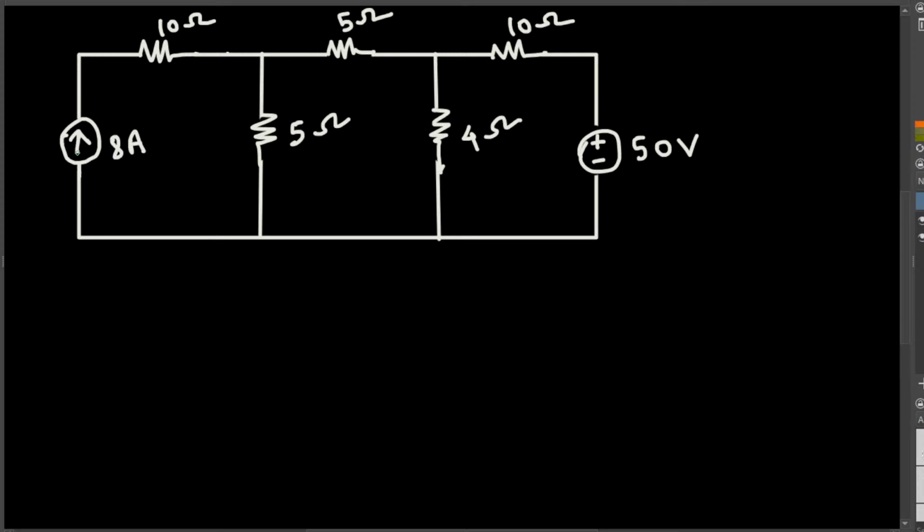Circuit given like this. Here we have 8 ampere passing through this circuit. Let's say we want to find the current passing through this 5 ohm resistor. Let's say it is I1. Let's call this one I2.